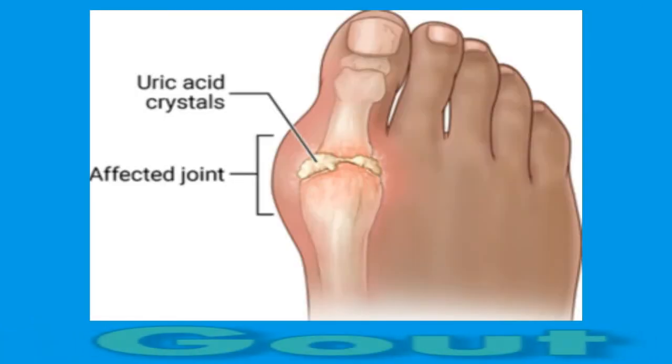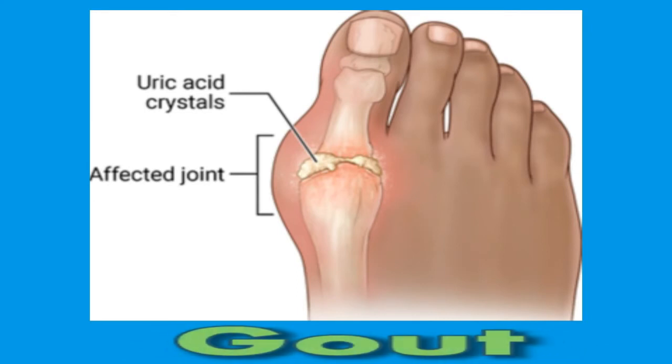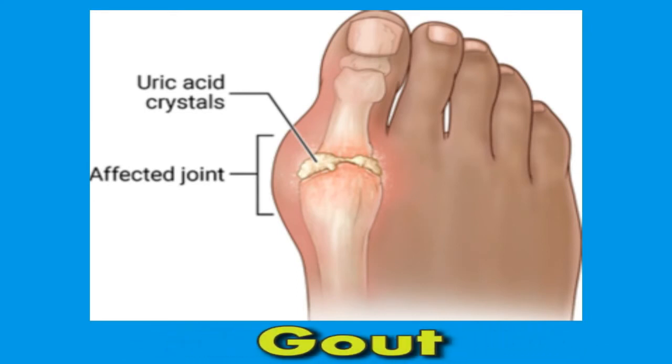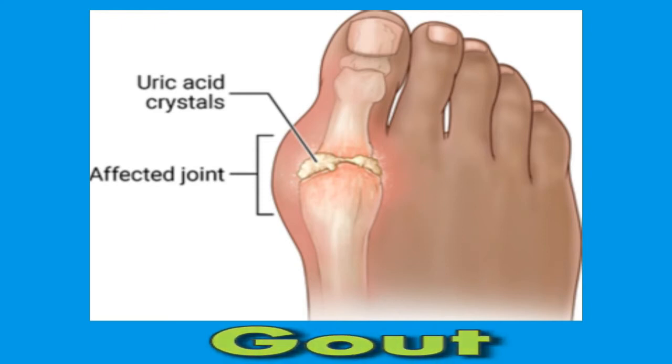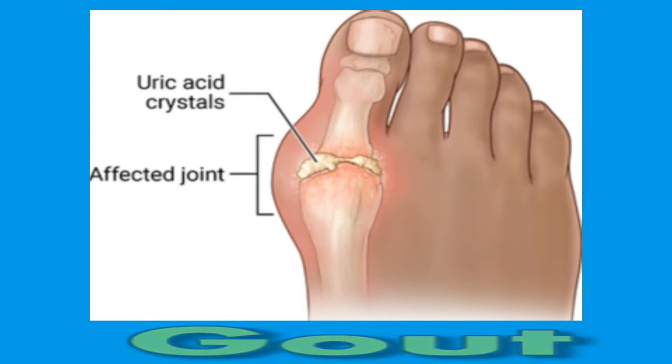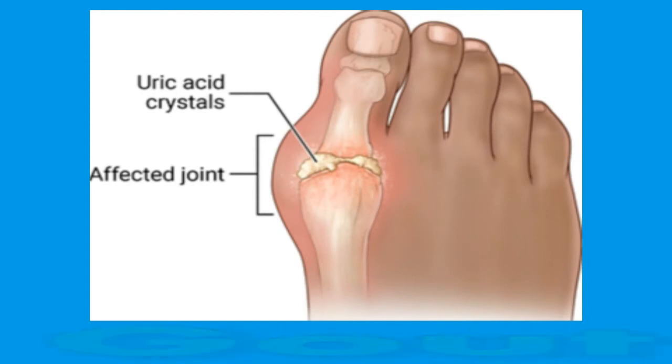Gout. Anti-inflammatory medications may help reduce pain and make gout more manageable. A doctor may also prescribe corticosteroid injections. People who have recurring gout or chronic kidney disease may need to take a medication that decreases the amount of uric acid in the body.